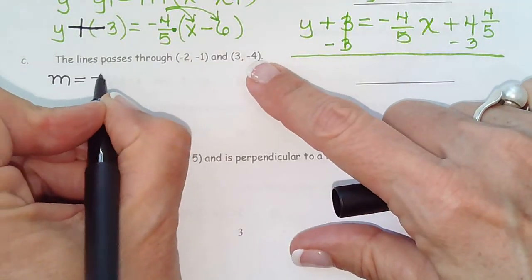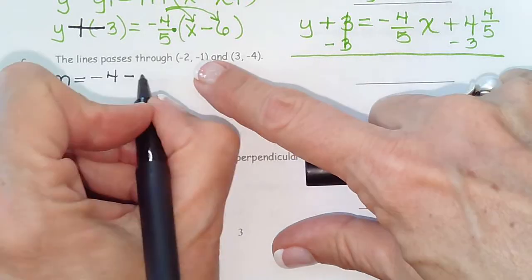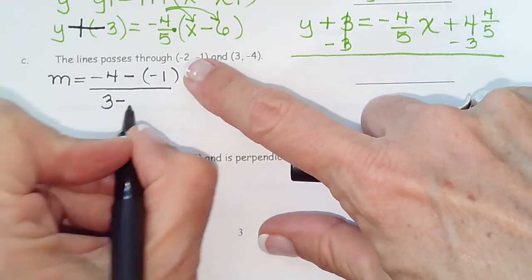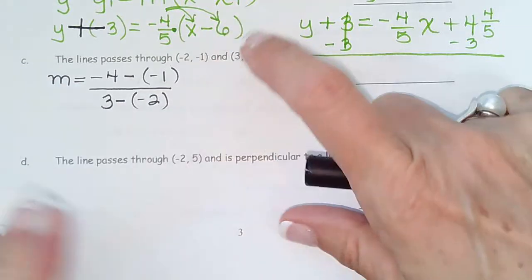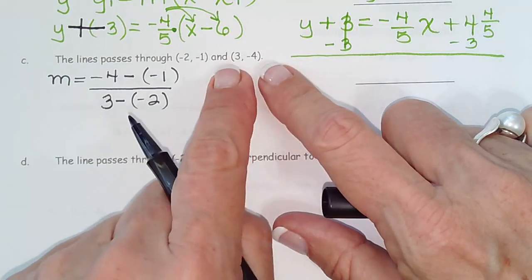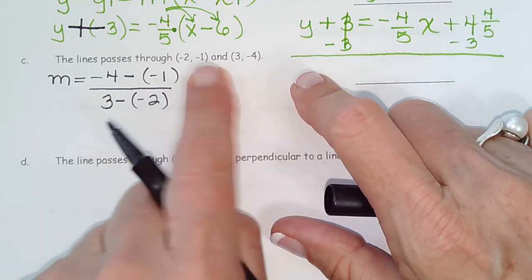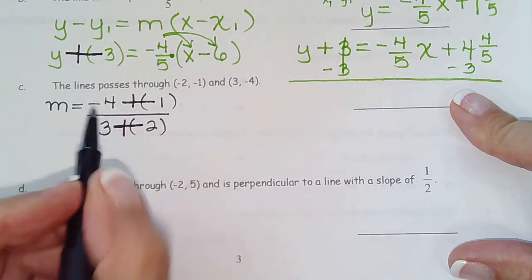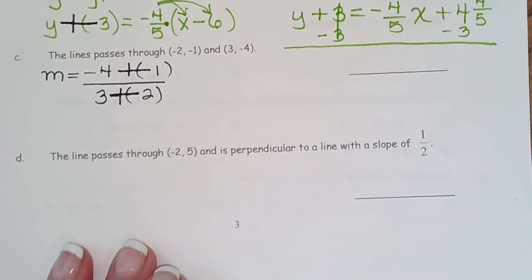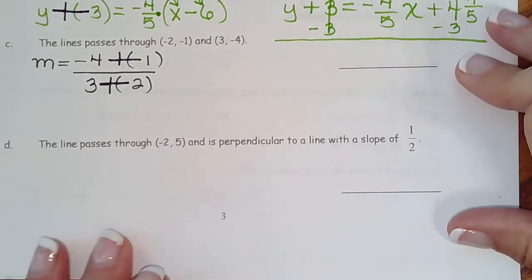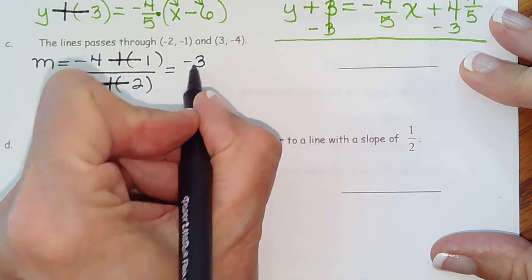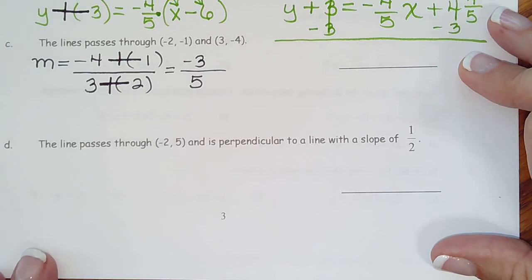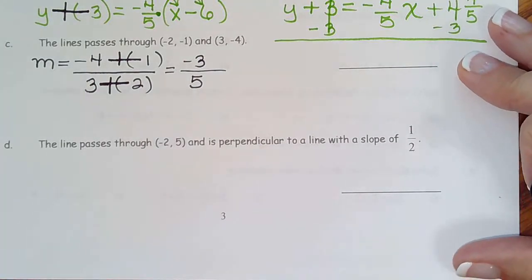So second y minus the first y over second x minus the first x, -2. So we have a couple double negatives. So -4 minus -1, 3 minus -2. So make those both plus before you do anything further, and then evaluate. So -4 plus 1 is -3, and 3 plus 2 is +5. So that's just my first piece of the puzzle. Now I need to write the equation.